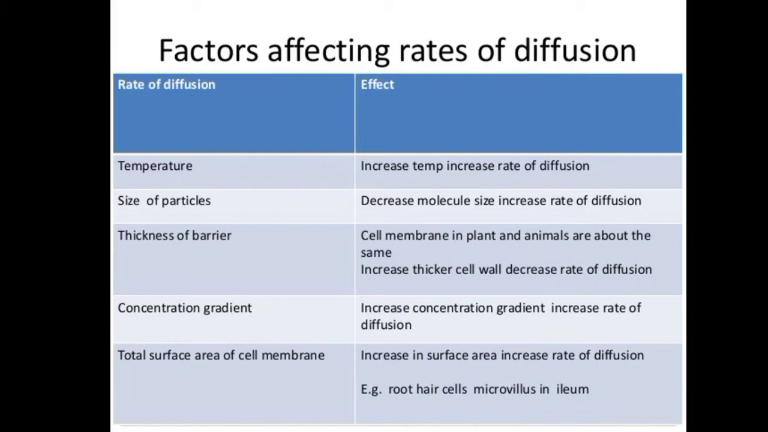So these are the factors which affect the rate of diffusion in plants. They are nothing but the temperature, size of the particle, thickness of the barriers, concentration gradients, total surface area of the cell membrane, diffusion pressure gradient, density and the pressures.